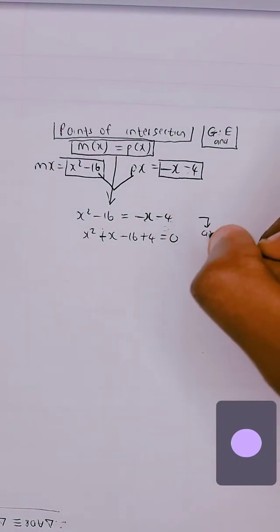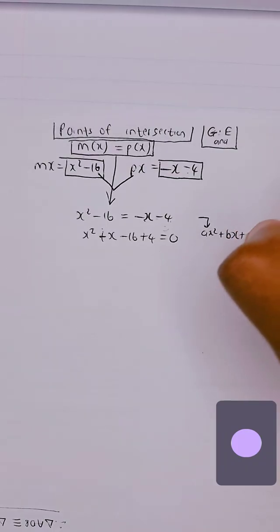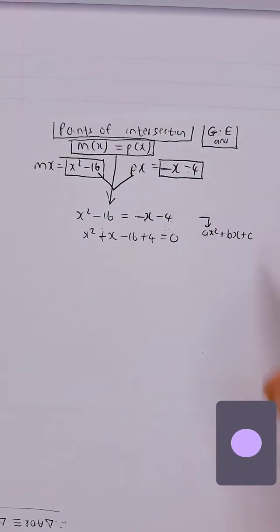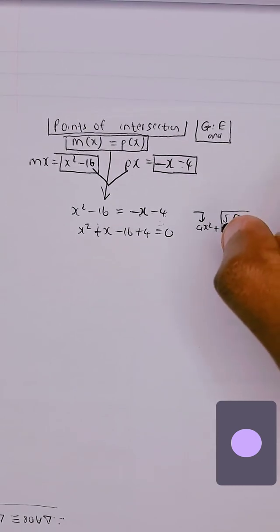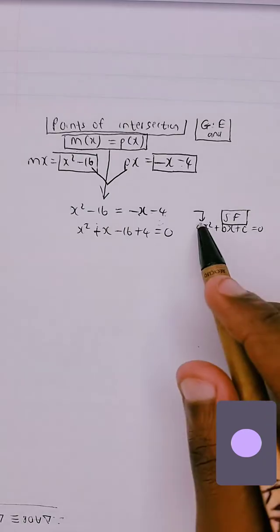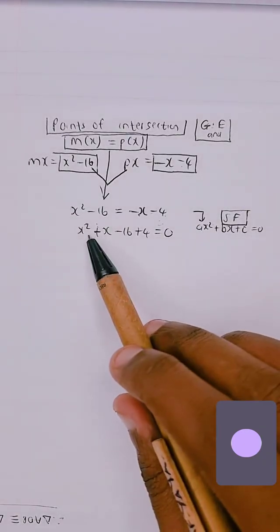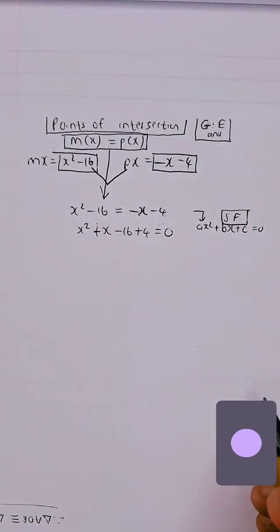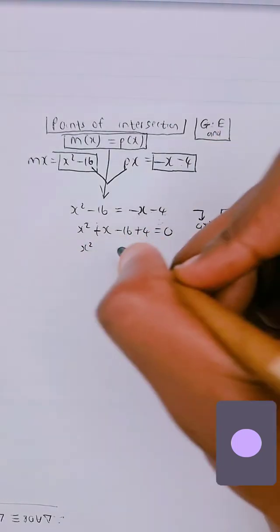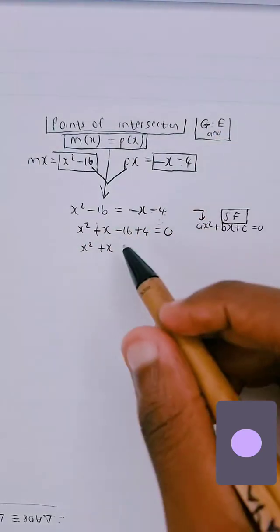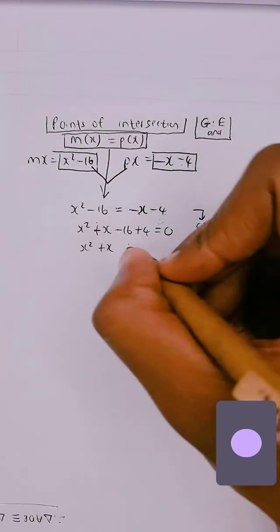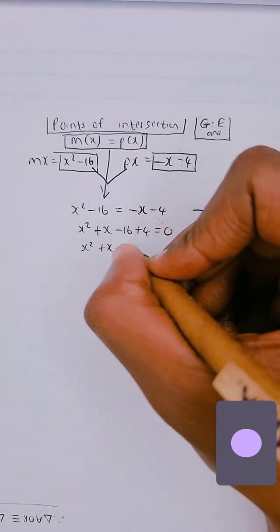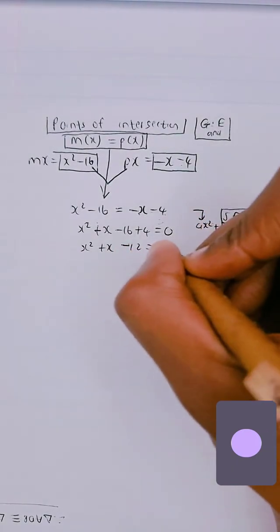Because we want to get the equation into the form ax squared plus bx plus c is equal to 0. We call this standard form, quadratic equation. The highest exponent of x is 2, right? x squared plus x, what's negative 16 plus 4? Negative 12. Negative 12 is equal to 0.